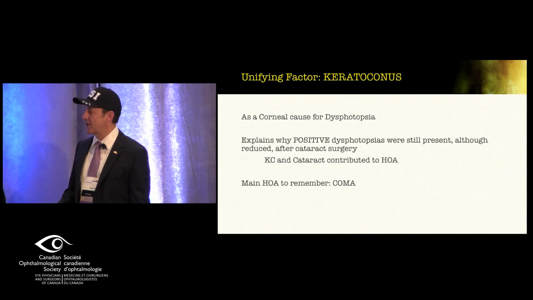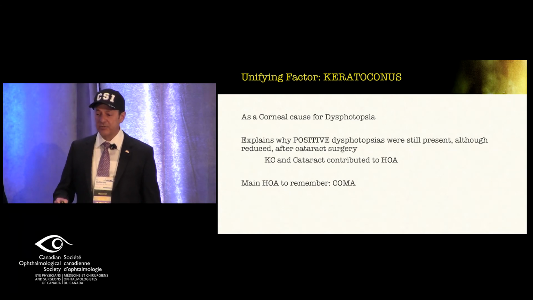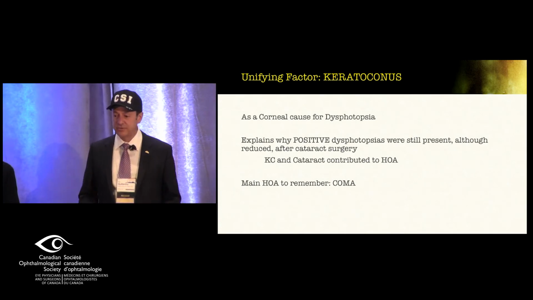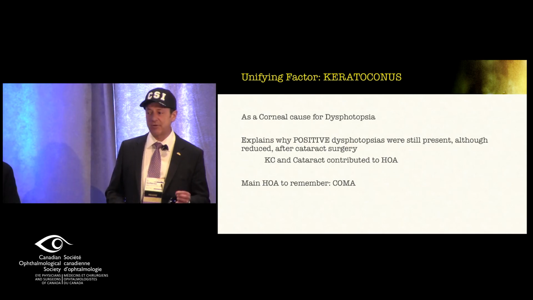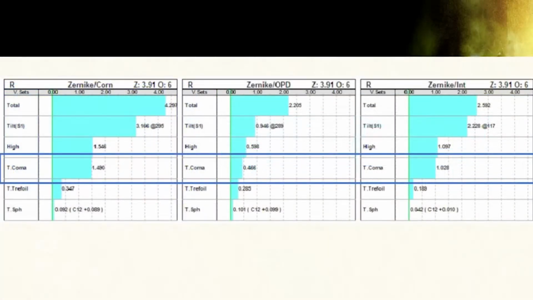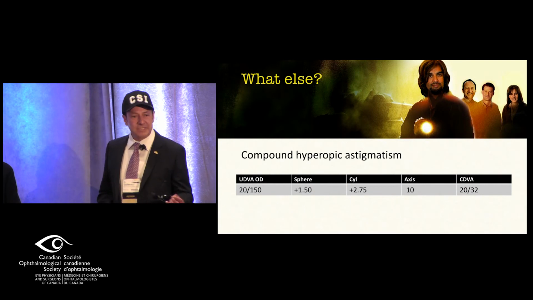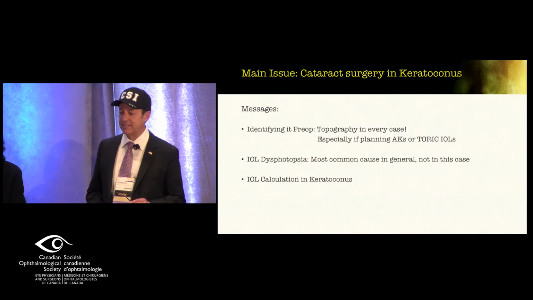It explains why positive dysphotopsias were present, although reduced after cataract surgery. Keratoconus and cataract both, that was a point the boss made here, both can contribute and were contributing in this case. And the main high order aberration to remember in keratoconus is coma. As you can see here, this is the whole eye, this is the internal aberration, there was some coma, and this is also some coma there. So coma is the one to remember. But we still have to deal with the residual, right? This is where we started, with a compound hyperopic astigmatism.